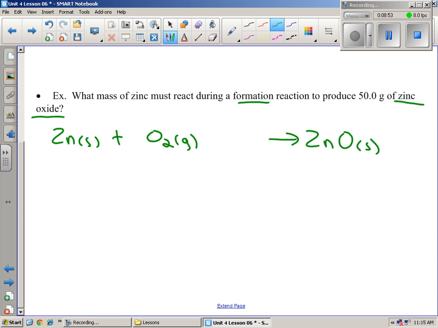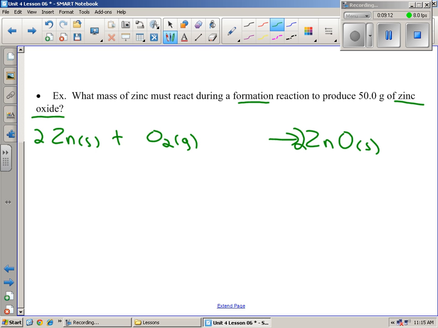You need to balance it. Step 1, you're going to write this equation out. Proper equation, in this case, formation. Step 2, you want to balance it. So we're going to have to put a 2 there and a 2 there to balance it. Okay? Those are always your first 2 steps. Always.